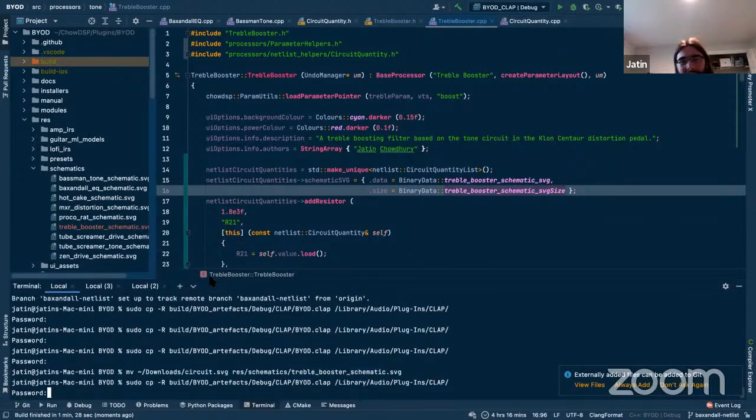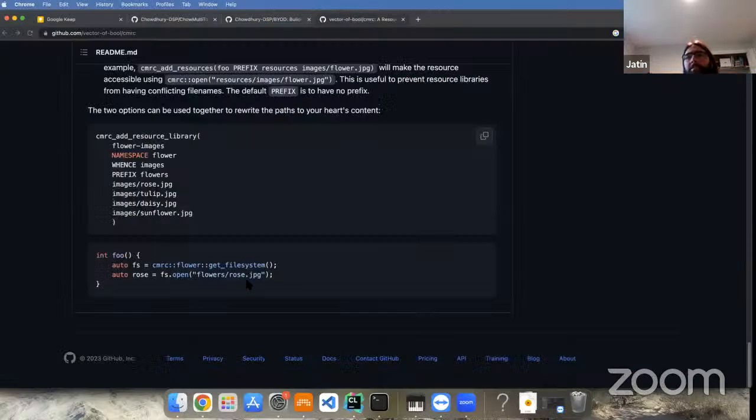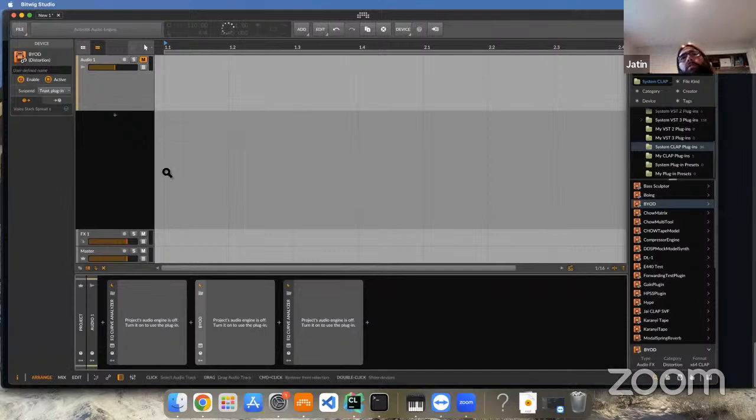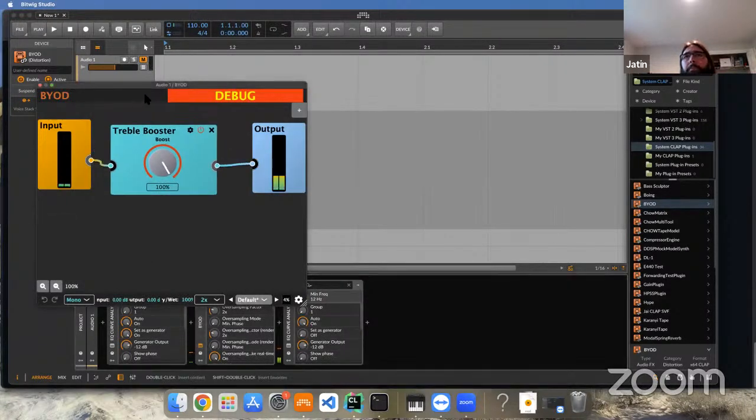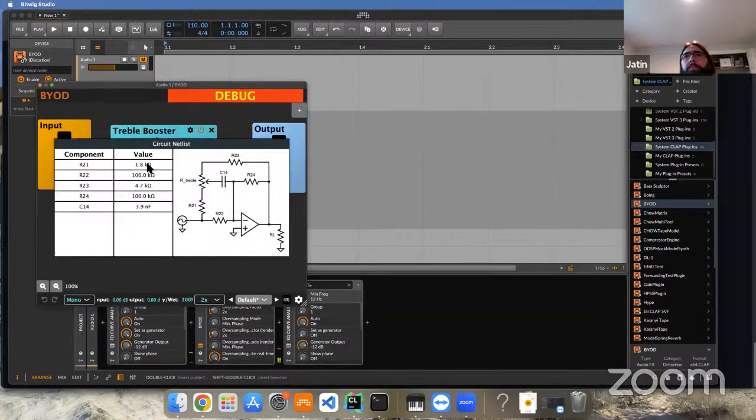All right, let's try it. Awesome, there we go. Yep, there's our schematic that we expected. Still got all of our component values, R23, R24, C14, no RL because it's virtual, and virtual ground. All right, there we go.